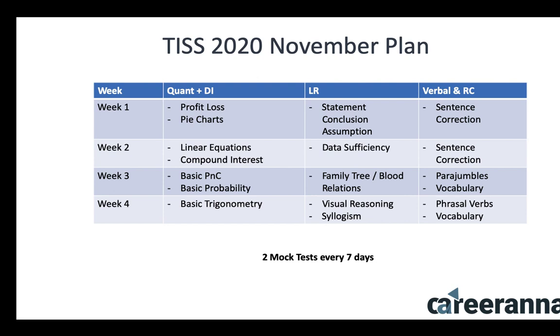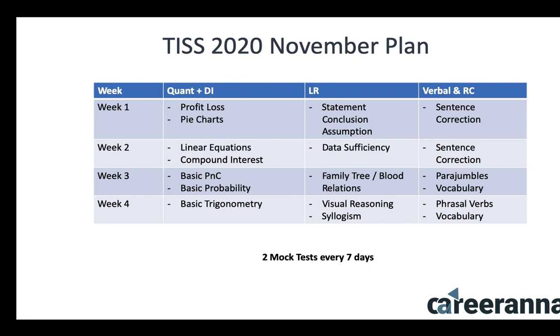Now moving to week 4, basic trigonometry from Quant, visual reasoning and syllogism from LR, and phrasal verbs from the English part. The point to note over here is trigonometry questions in TISS are going to be of very basic level, just the formula application, and whether it be from heights and distance or the initial part, it is going to be very simple formula oriented questions, and hence only do very basics of trigonometry.